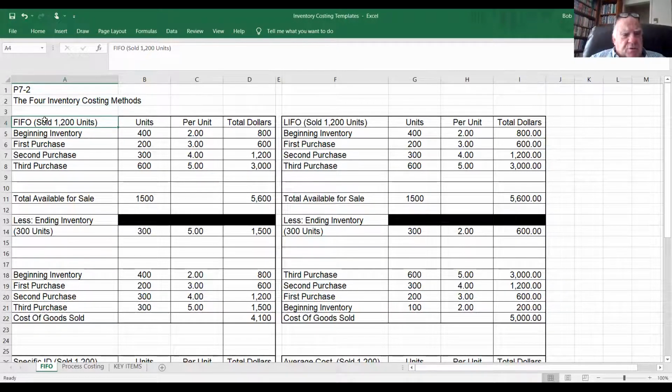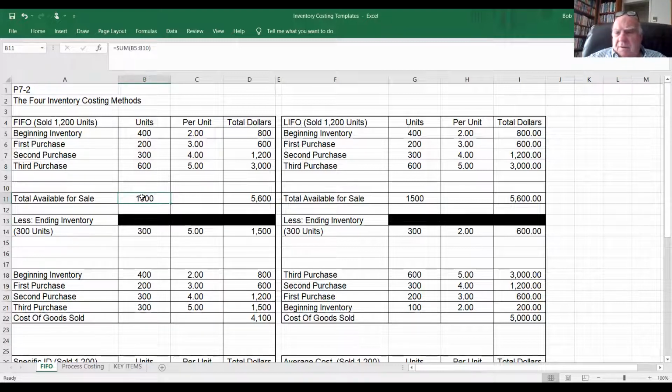We have a situation where we sold 1,200 units. In all of these scenarios, we sold 1,200 units. Let's see what we got going here. At the beginning of the month, we had 400 items. Then we purchased another 200, another 300, and a third purchase of 600. We add these numbers up and get total available for sale of 1,500 units.